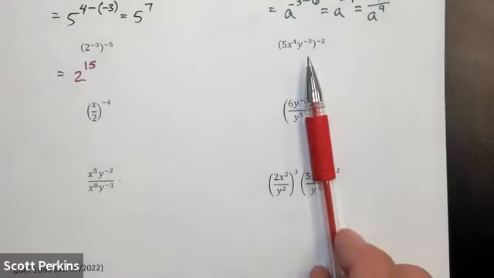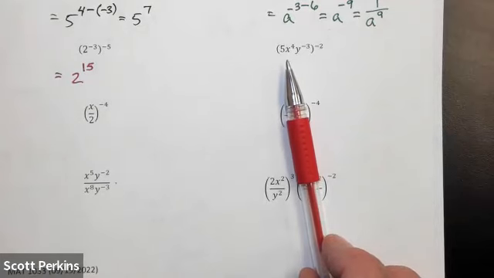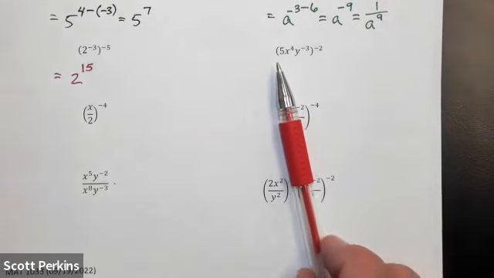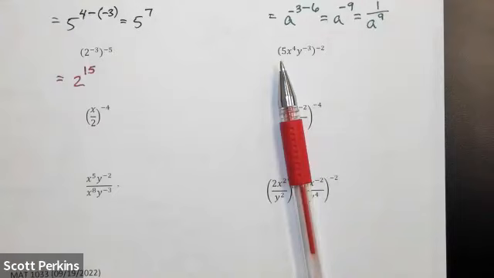Do the next one. Okay, remembering that thing from the front page that I said to be careful of, that 5 has an exponent on it. Okay, so be careful.